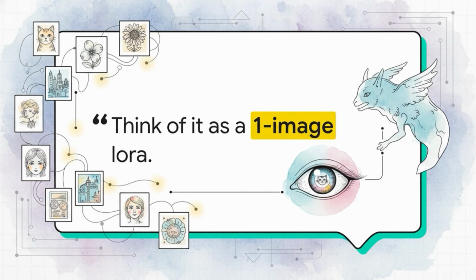And the creator just hands us the perfect way to think about this right from the start. Think of it as a one-image LoRA. Now, if you've used LoRAs, you know they're these little models you have to train on like dozens of images to get a style down. IP Adapter does basically the same thing, but it only needs one single image. That's not just powerful, it's a whole new way to work.